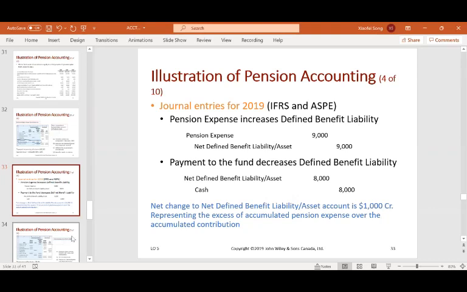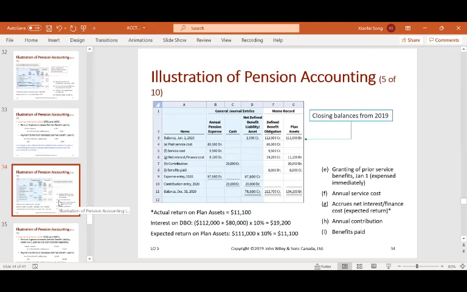And so now let's look at the next year. Next year, this time we have opening balances now, right? No, nothing in the pension expense. You will never have an opening balance for pension expense because it's a temporary account. Whatever was in there from last year would have been closed. Okay, so there's nothing there.